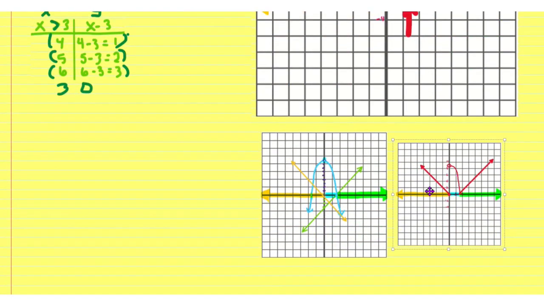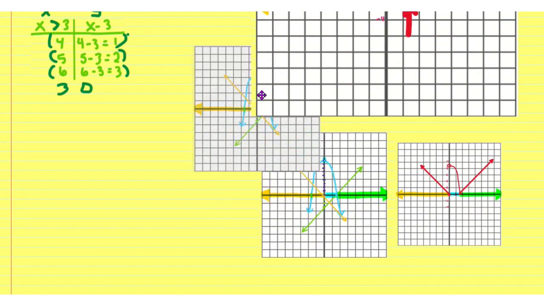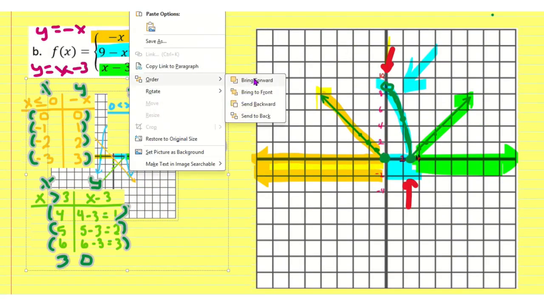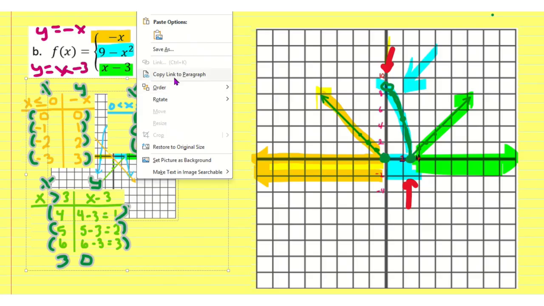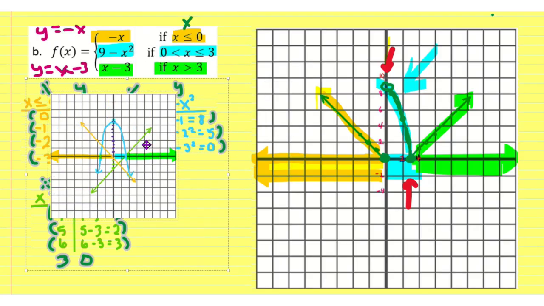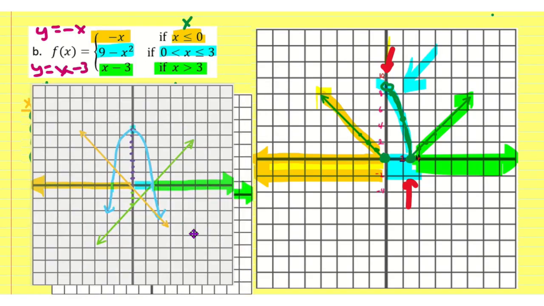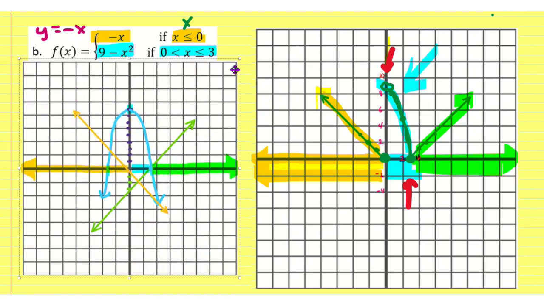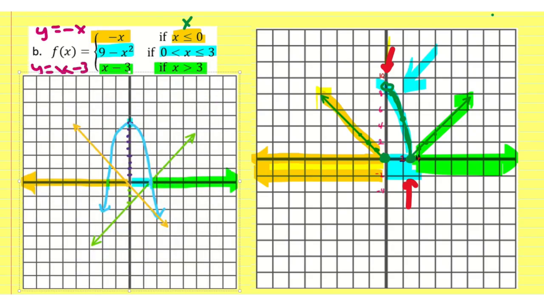But I wanted to pull this up and show this version. Let's see here. Order, bring it to the front. There we go. Okay, so if we were to draw these functions without any restrictions, this is what they would look like. It would be a full quadratic parabola right here. That would be the full function if it did not have any restrictions on the domain.